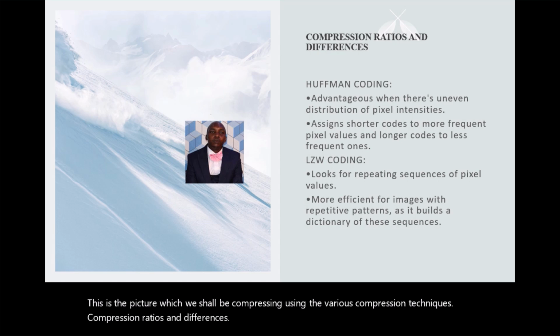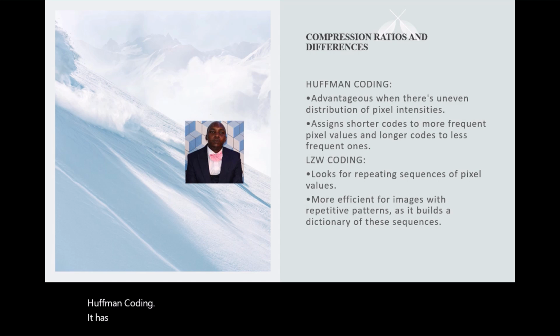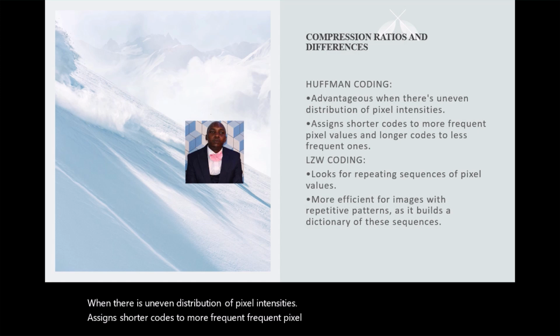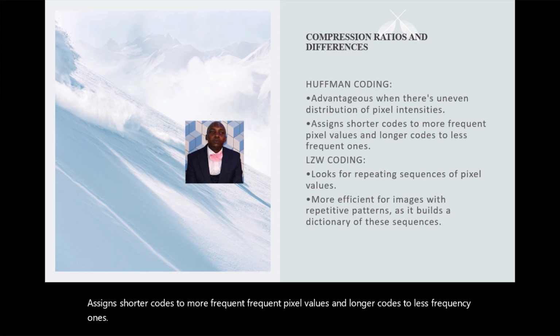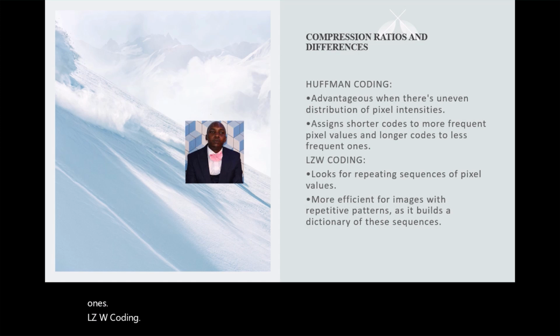Huffman coding. It is advantageous when there is an uneven distribution of pixel intensities; it assigns shorter codes to more frequent pixel values, and longer codes to less frequent ones. LZW coding. It looks for repeated sequences of pixel values, and is more efficient for images with repetitive patterns as it builds a dictionary of these sequences.